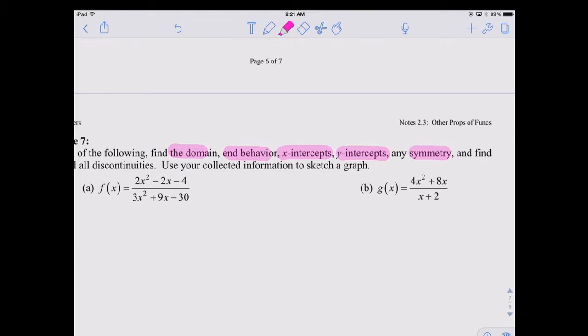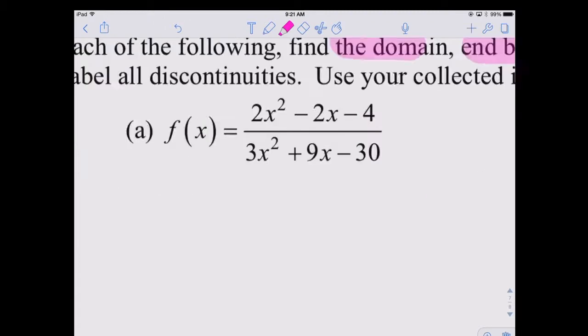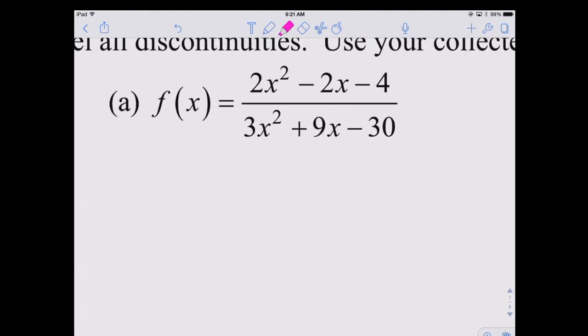Yeah, just reflect it across the y-axis. All right, here we go. 7a. Bruh. Say what?